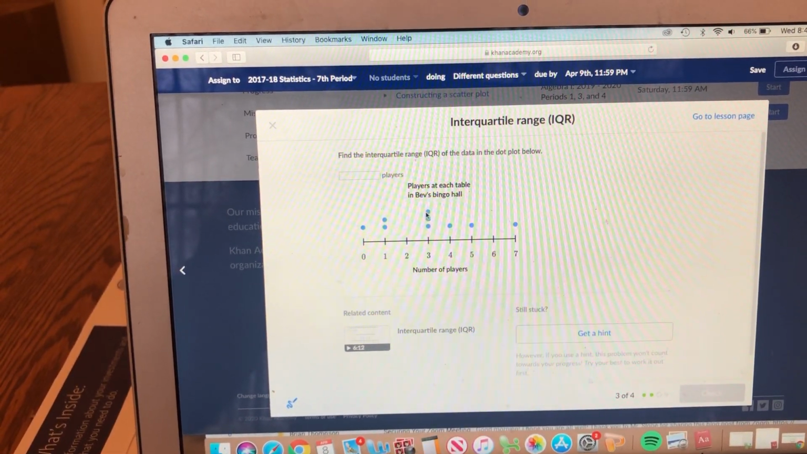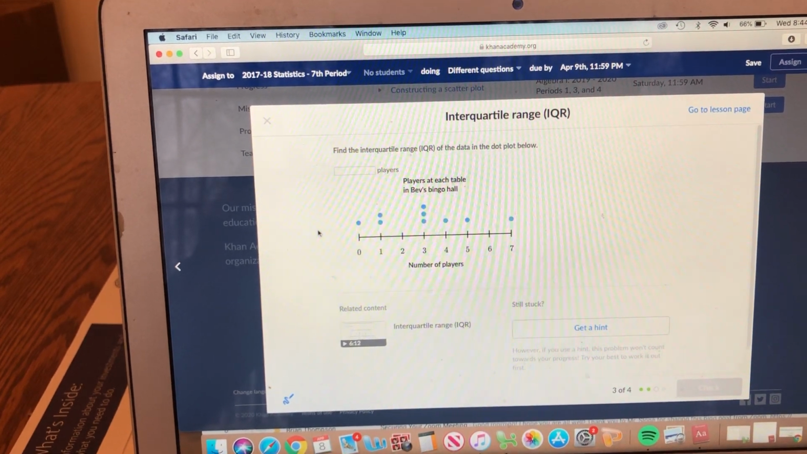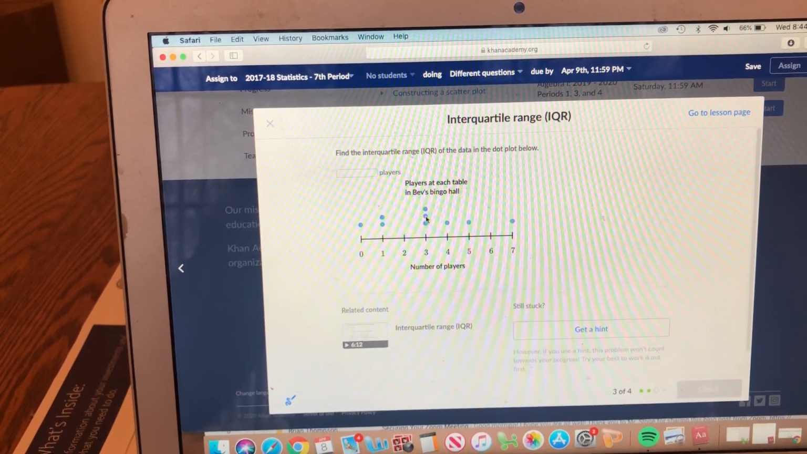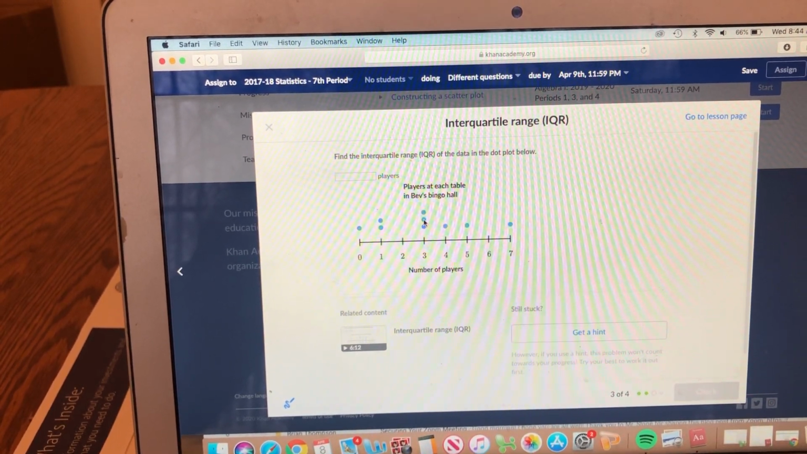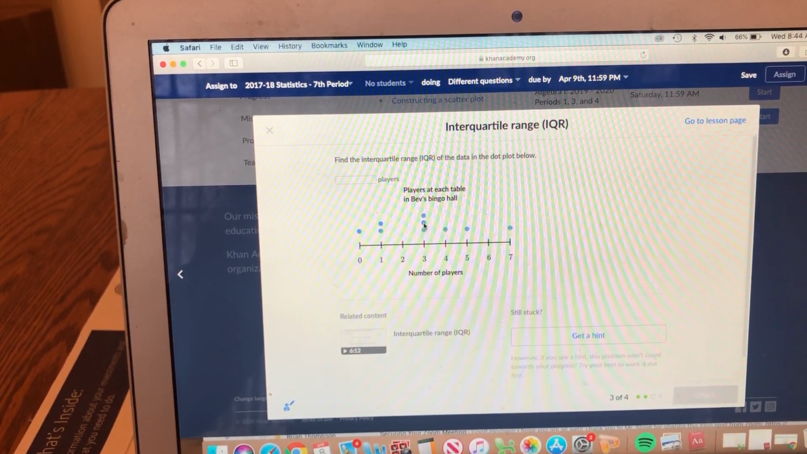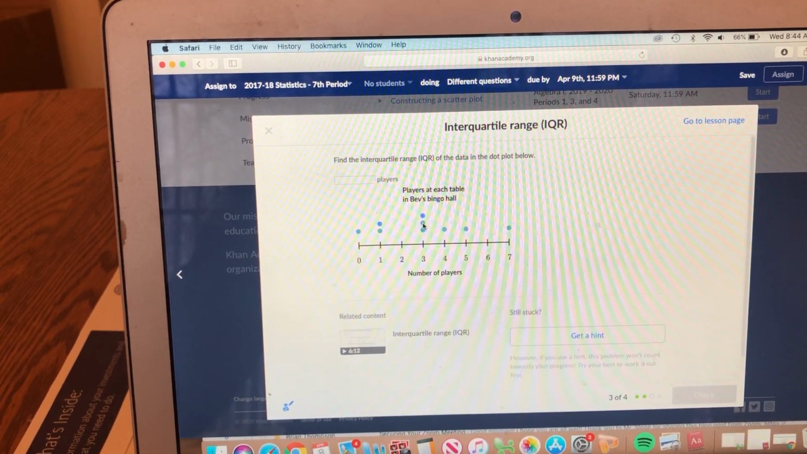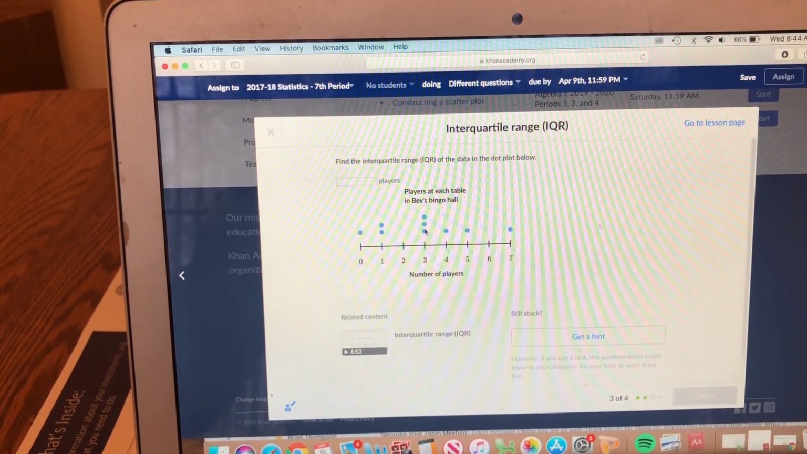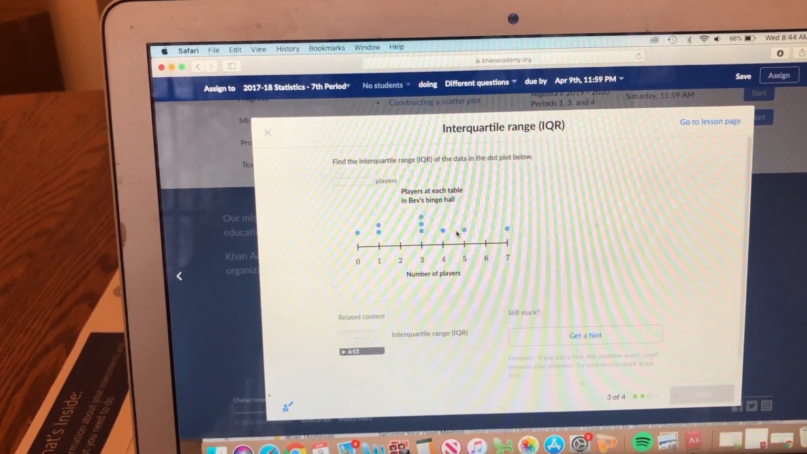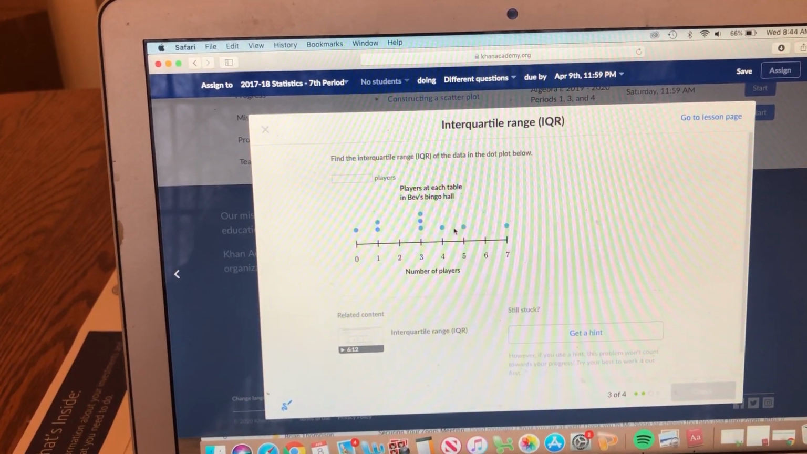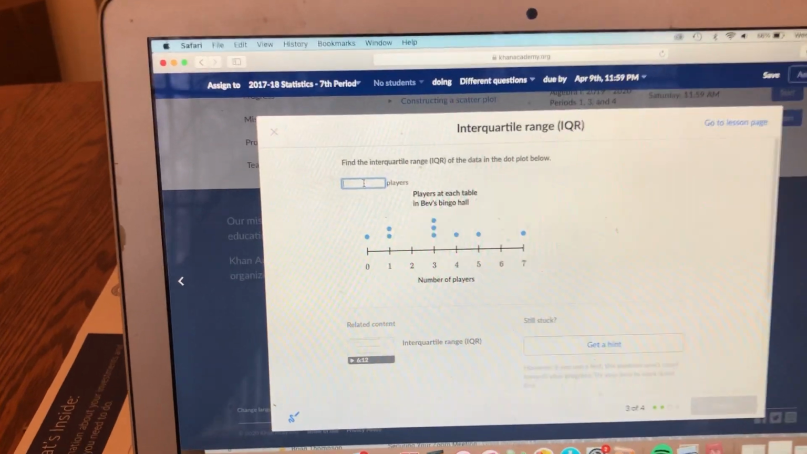So 1, 2, 3, 4, 5, 6, 7, 8, 9 data points. So it'll be the 5th data point. And then it'll be 1, 2, 1, 2. Okay, so my interquartile is going to be 1 and 4.5. So 4.5 minus 1 is 3.5.